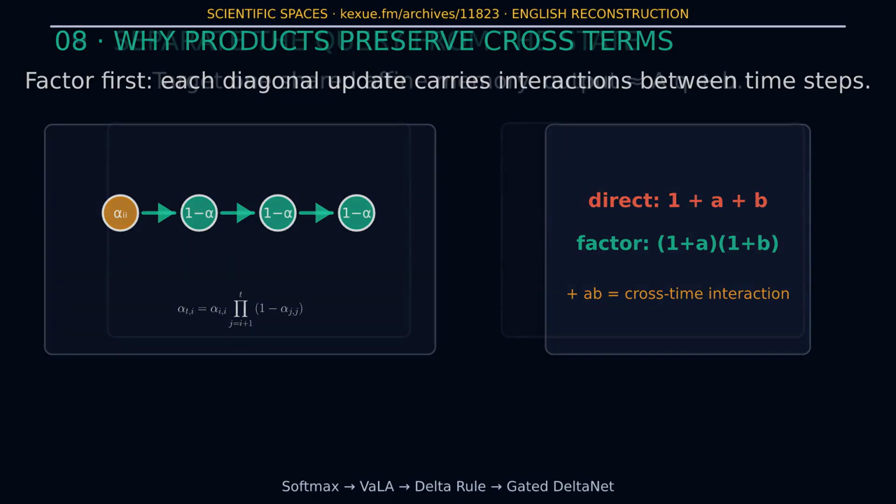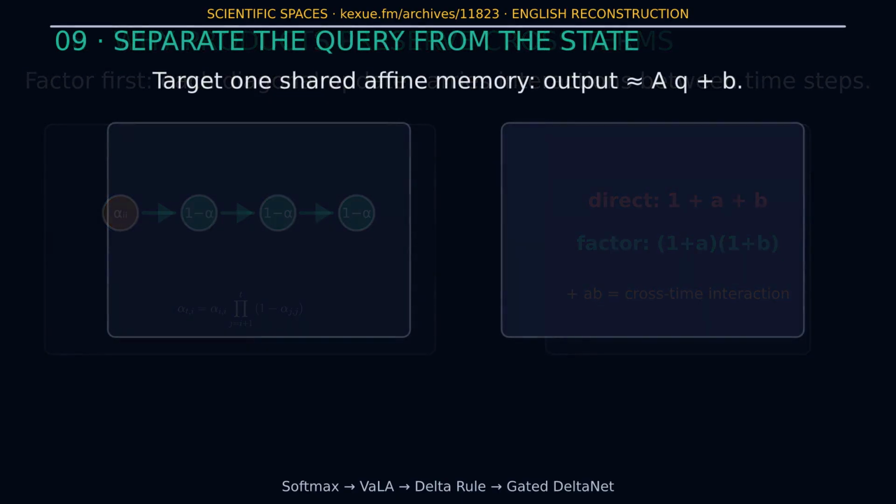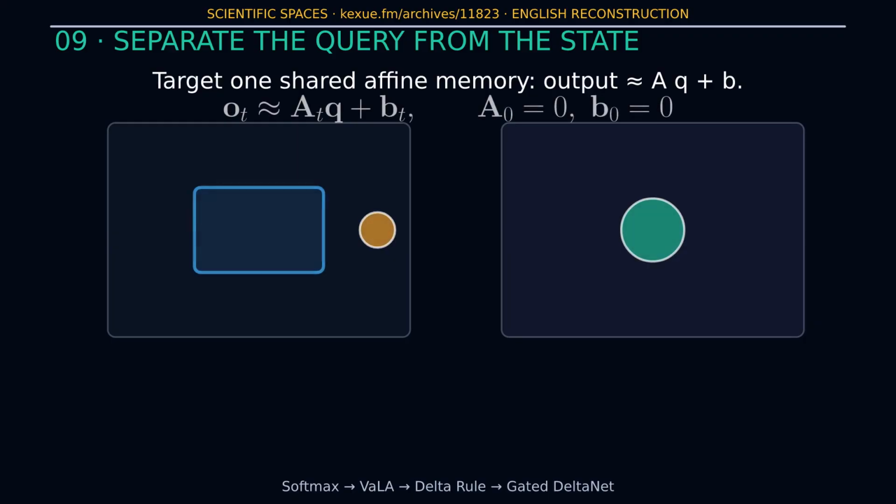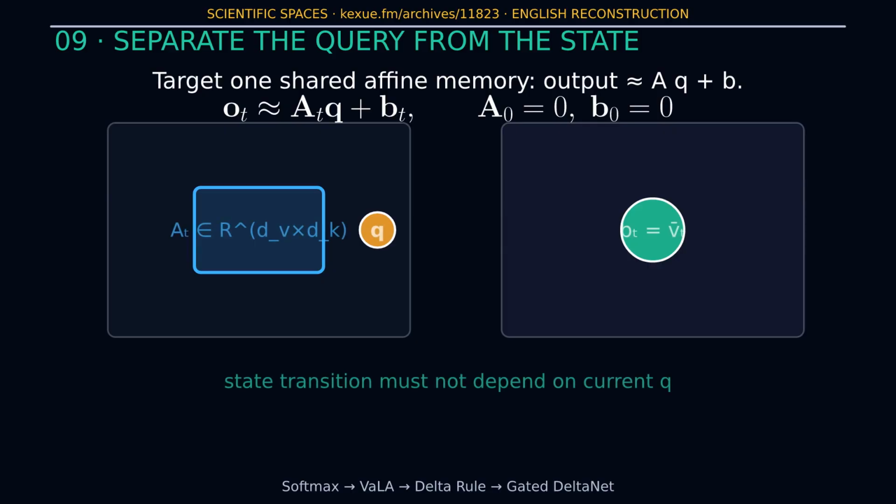Now, impose the target form that would make one pass enough. Output at time t is A_t times q plus b_t. A is a dv by dk matrix, b is a dv vector, and neither may depend on the current query. Start both at 0. Substitute this affine form into the approximate recurrence and sort by powers of q.